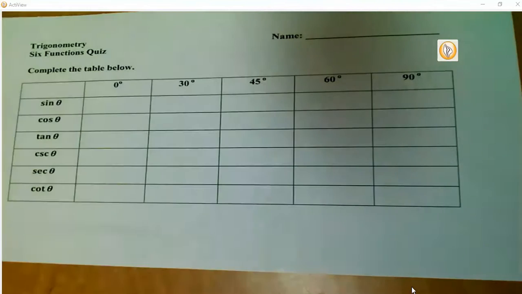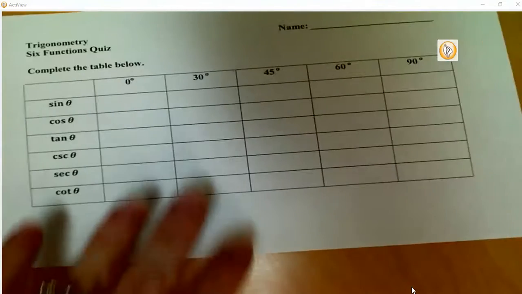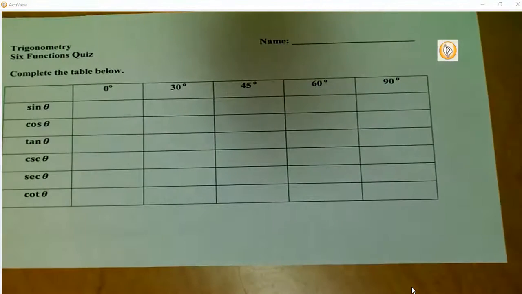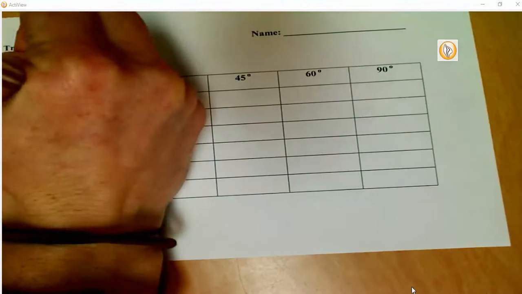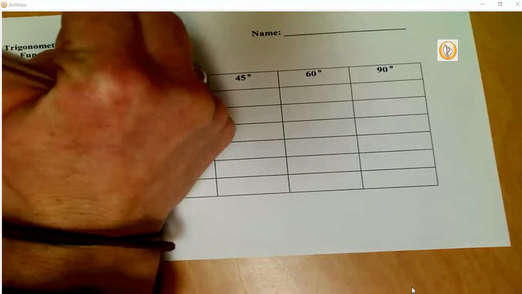Okay, we talked yesterday about how to get these using our hand trick. If I wanted to look at my sine of 0 degrees, what would we do? How do we do the hand trick? Hold down your 0, which is your thumb, okay? And then we know sine is the number of fingers above, so square root of that number over 2. So that would be square root of 0 over 2, which is 0.